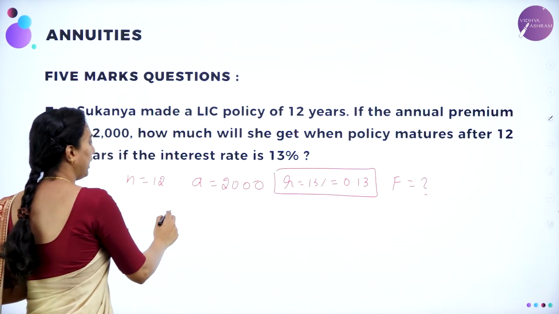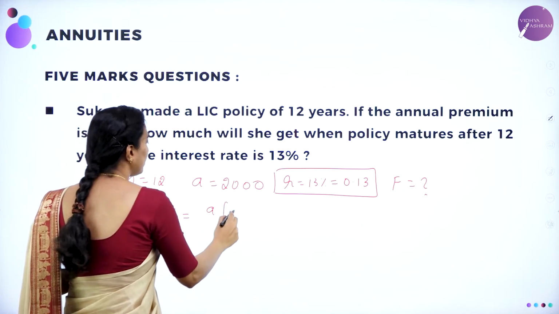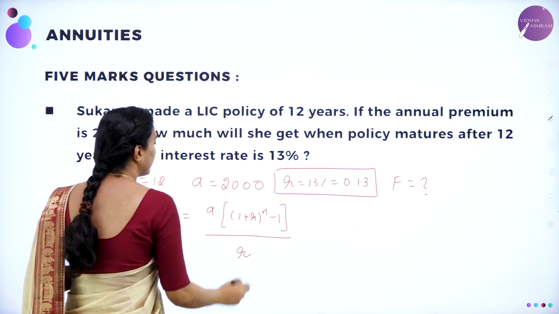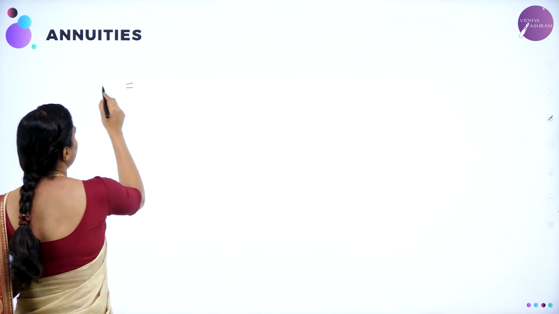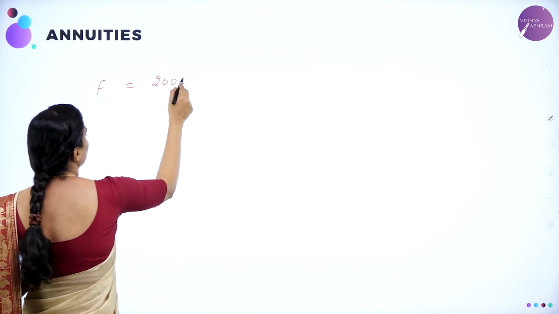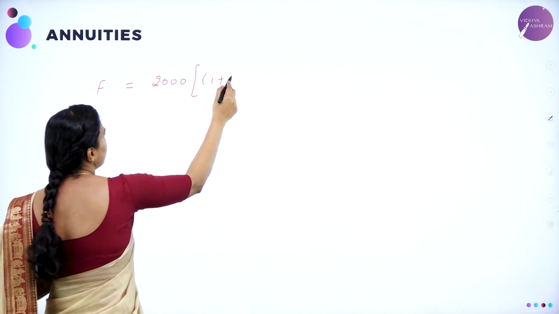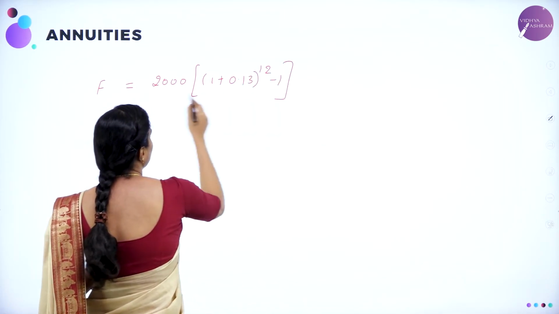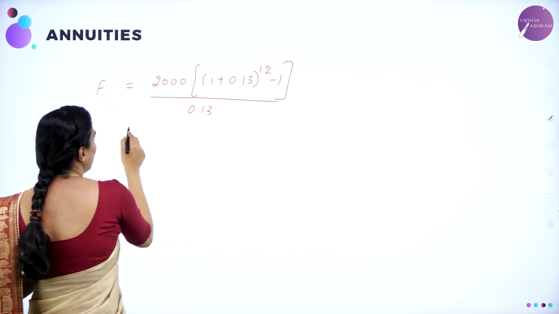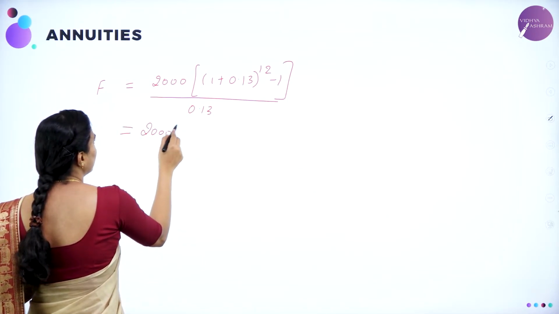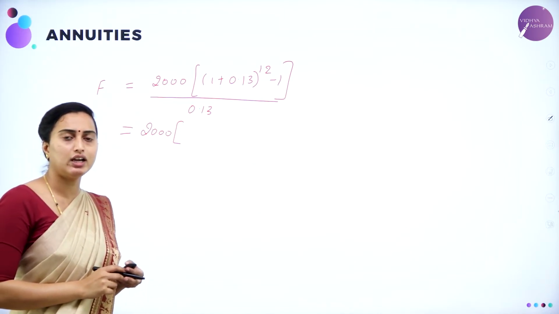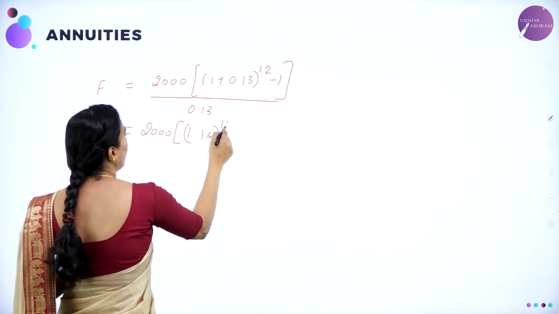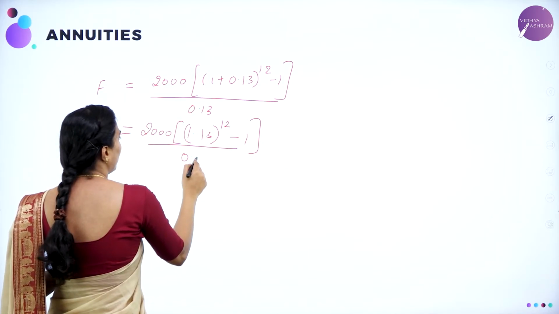We know the formula is given by F is equal to A into (1 plus R) whole to the power of N minus 1, divided by R. So substituting the values, F is equal to 2000 into (1 plus 0.13) whole to the power of 12 years minus 1, divided by 0.13. After calculating that, you are going to get the answer. So let me work it out: that is 1.13 whole to the power of 12 minus 1, divided by 0.13.